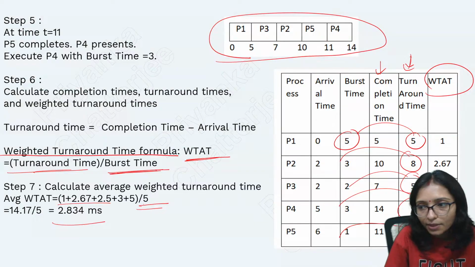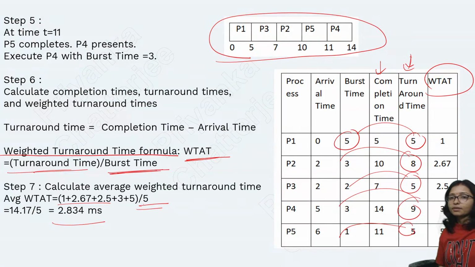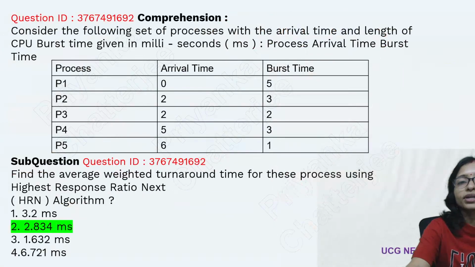Maybe it is hiding behind me, a little bit hiding behind me, so you can check that. Here this question was a little bit unknown for you, how to do the highest response ratio and weighted turnaround time. This is the way you need to do it. Okay, we are going to the next question. So you are getting this answer here.